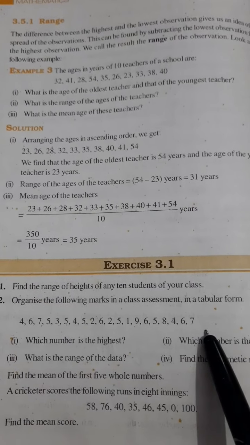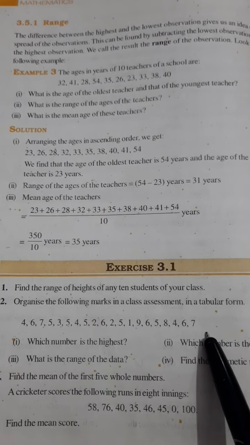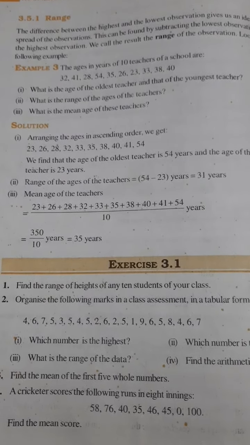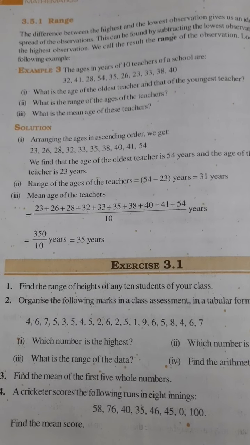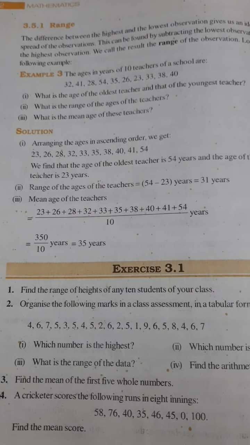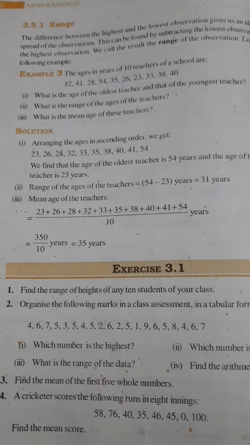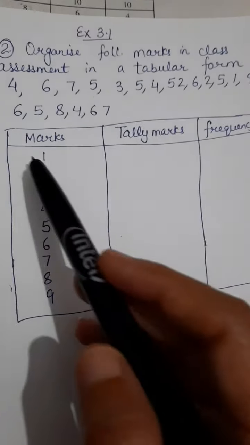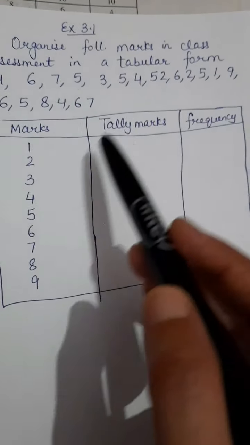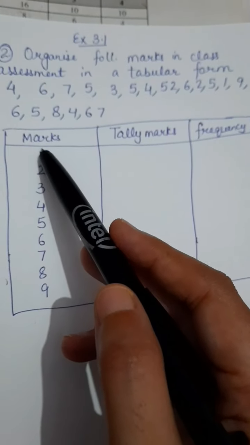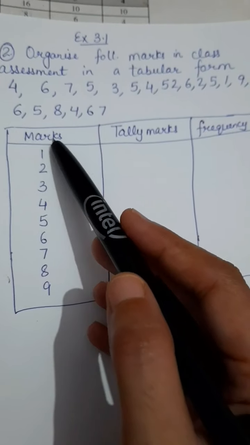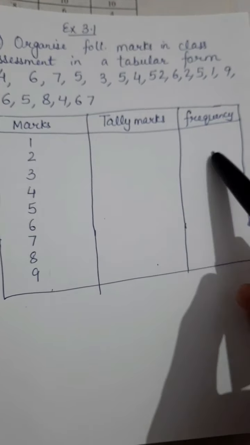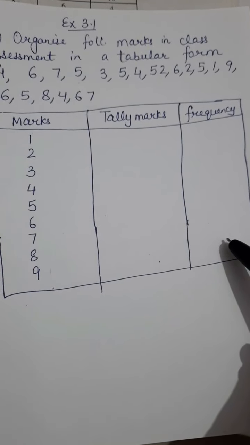These are the marks obtained by students in a class assessment. We have to arrange it in tabular form. Tabular form means we have to represent it in the form of a table. Now see how. Here I have written these marks obtained by students and I have drawn a table. Here I have made 3 columns. In the first column I have written marks, in the second column I am writing telemarks, and in the third I am writing frequency.